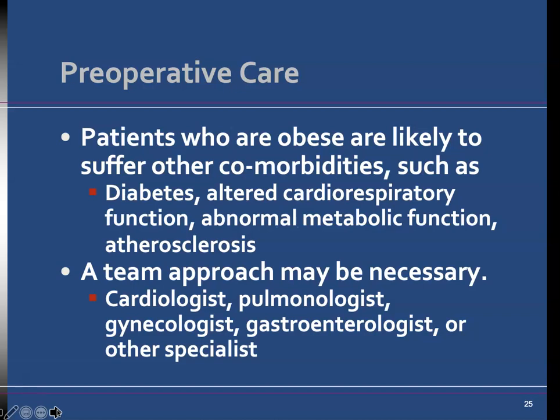But then you have to have social stability and psychiatric stability, and so they have these patients consult a social worker. It's basically a team approach. So if they have cardiac issues, they're going to need a cardiologist on the team, and if they have pulmonary issues, they're going to need a pulmonologist as part of the team, and then a gynecologist, gastroenterologist, or other specialists. I'll add social work for referral services and support, community support.